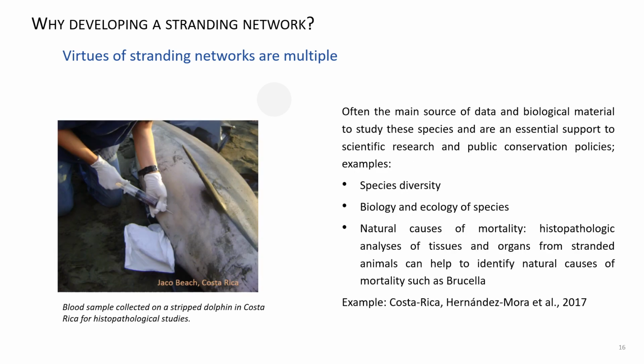Histopathological analysis of tissues and organs from stranded animals can also help to identify natural causes of mortality, such as brucellosis. For example, cetacean brucellosis in Costa Rica was investigated from 2004 to 2016, and actually until now, and showed that the striped dolphin is highly susceptible to this disease and that many of the stranding events for this species in the country were due to brain infections, as recorded in other latitudes.